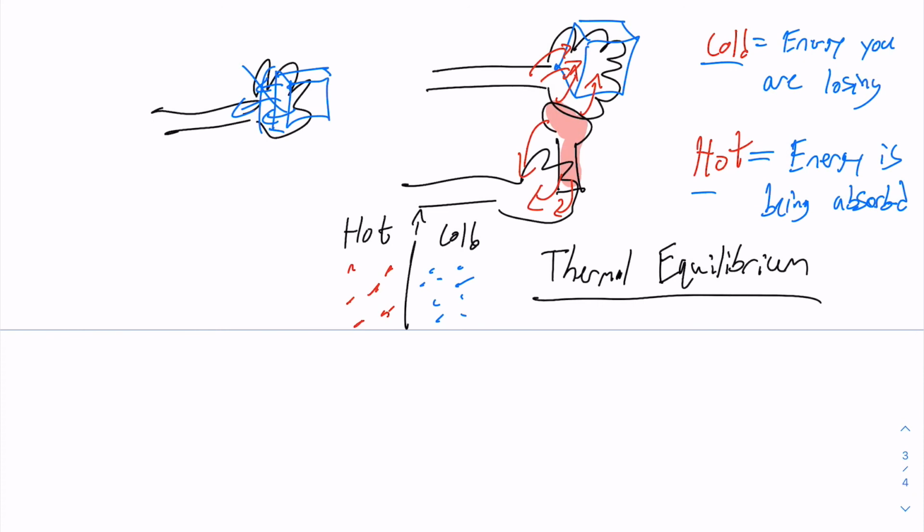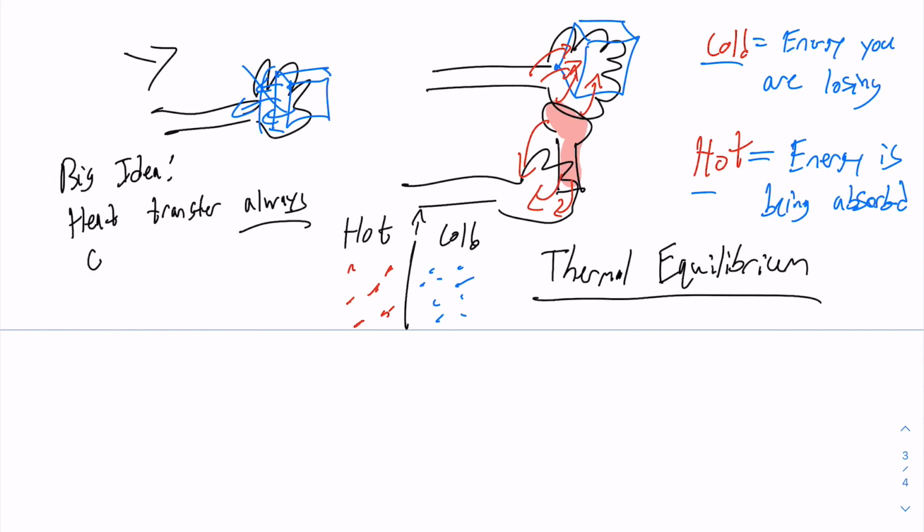Another big idea that these two things illustrate is that heat transfer always comes from a hotter substance to a colder one. We talked about that hot spoon: that energy is coming out from the spoon and to your hand. And when you're holding an ice cube, the energy in your hand is leaving your hand and being absorbed by the ice cube.